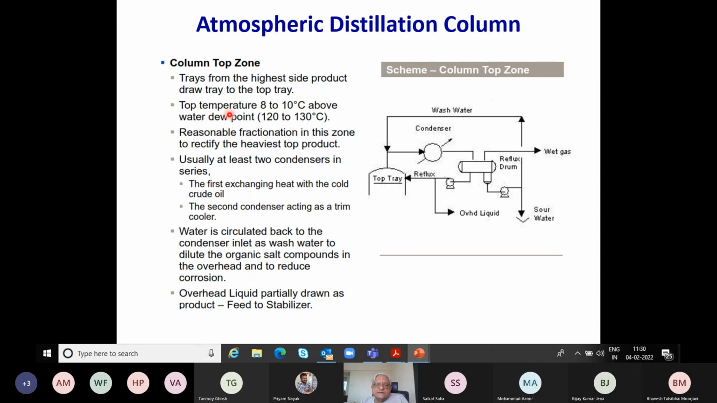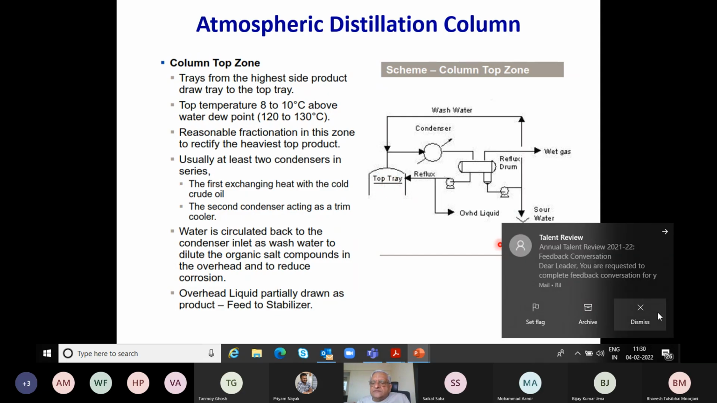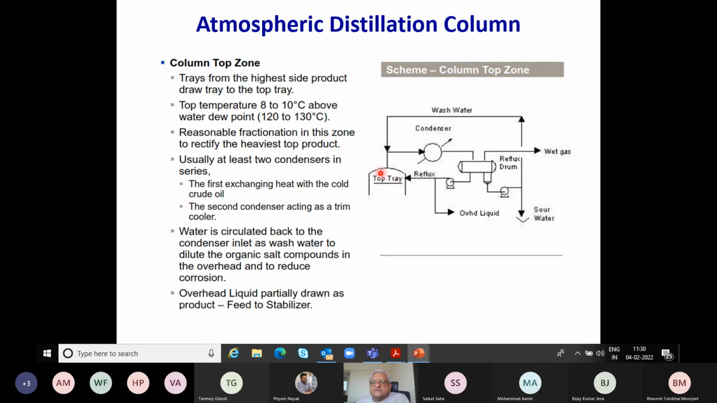So just to read what is written here, one important thing you need to remember is that the top temperature is maintained in such a way that it is at least 8 to 10 degrees higher than the acid dew point. What we mean by the acid dew point is the temperature at which water will condense here. If this water condenses, it will dissolve H2S and it will corrode the top section of the column. So we try to maintain the reflux in such a way that it doesn't drop the top temperature to that extent that you might have water condensed at the top.